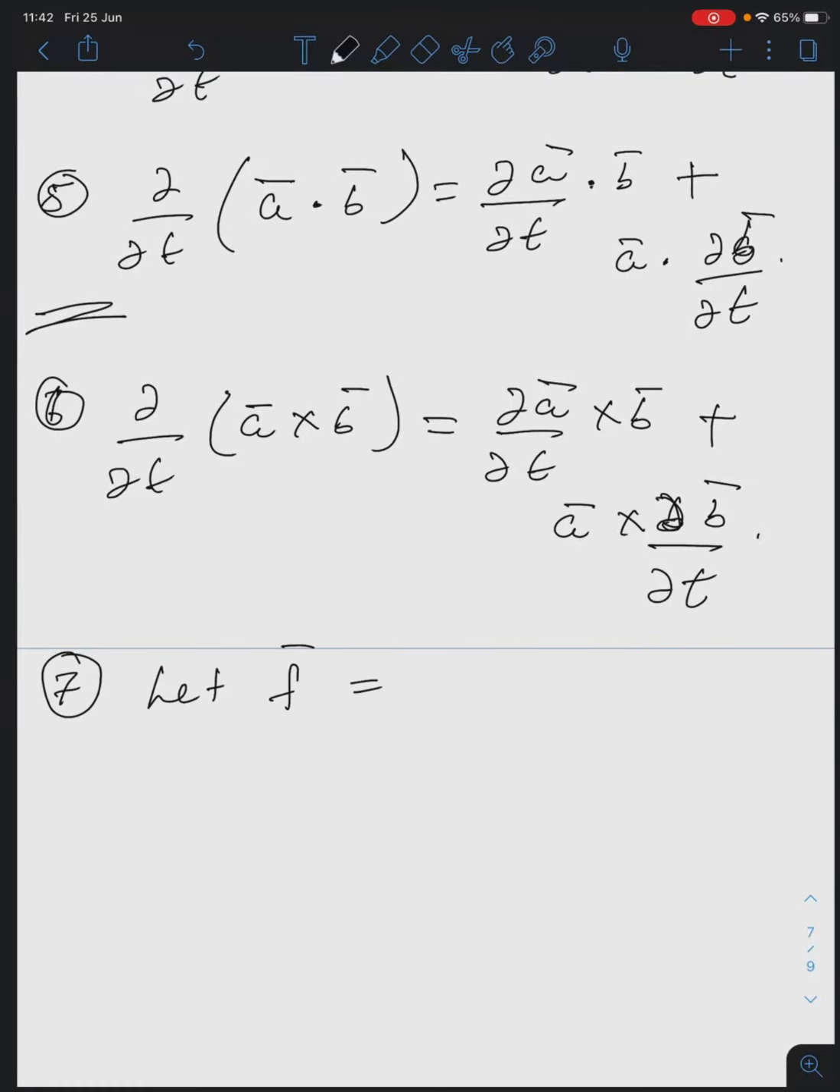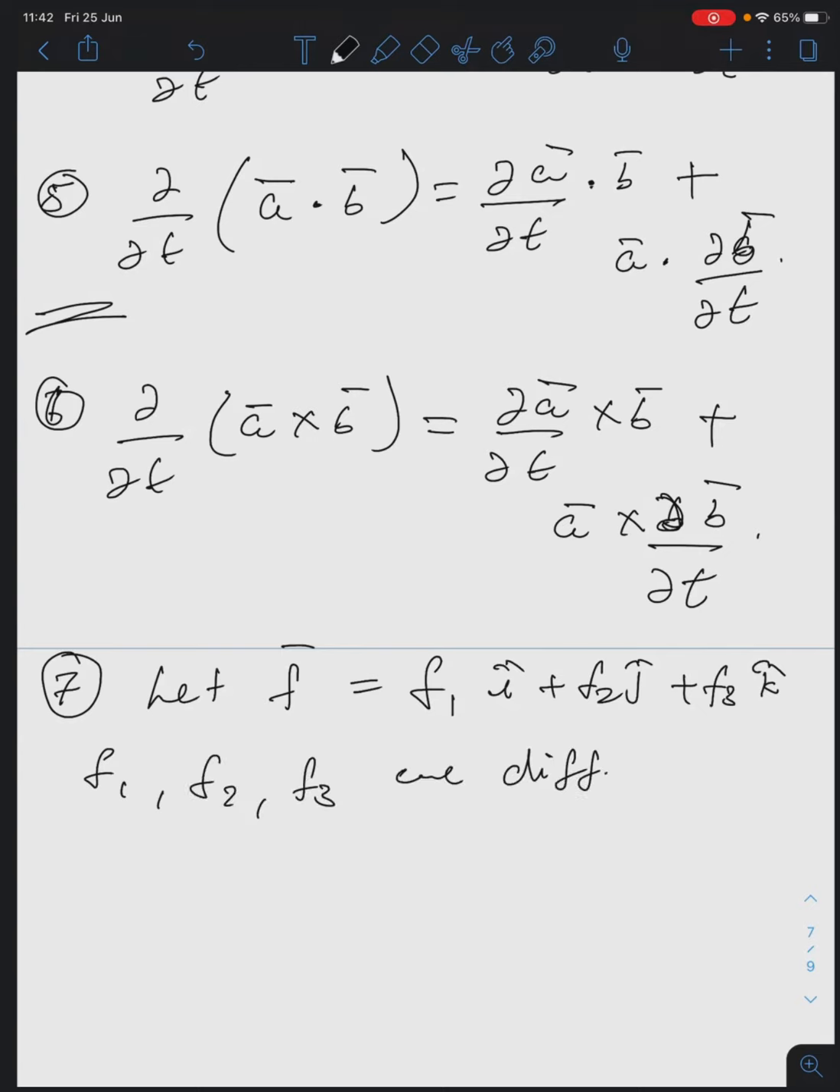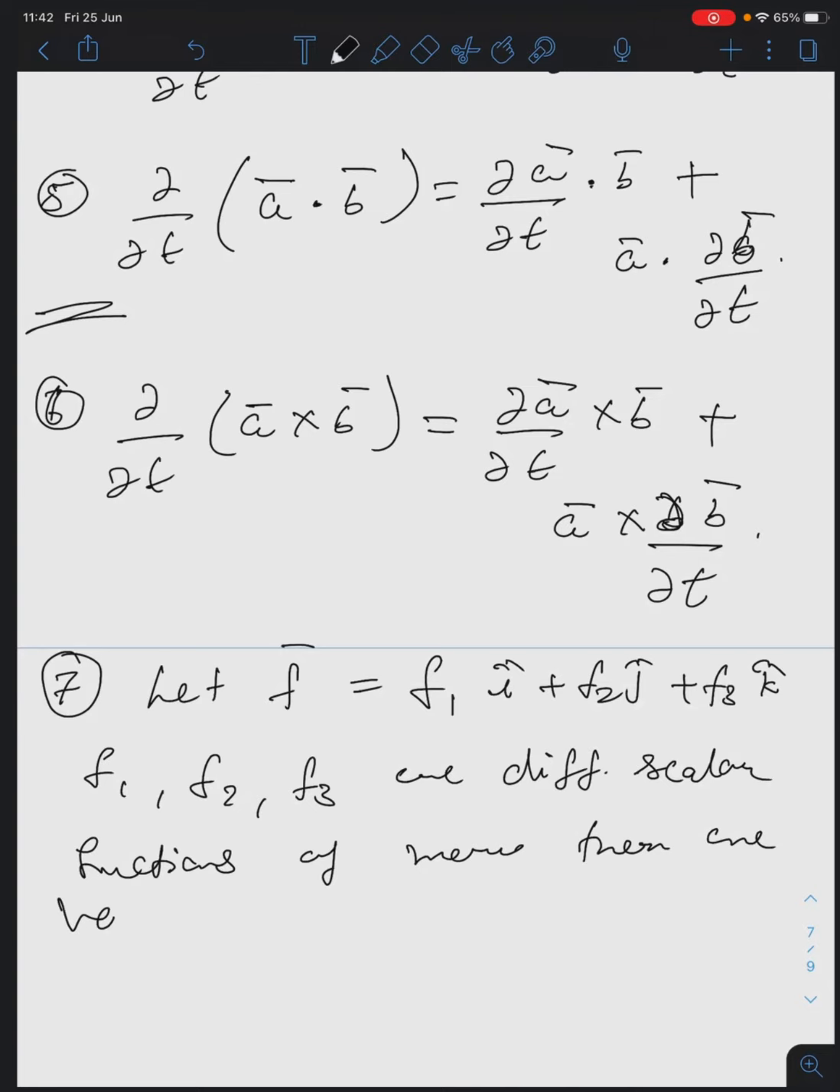So let F bar be equal to F1 i plus F2 j plus F3 k. Here F1, F2, F3 are differentiable scalar functions of more than one variable. So F bar is defined in this manner where F1, F2, F3 are differentiable functions, but they are scalar functions of more than one variable.